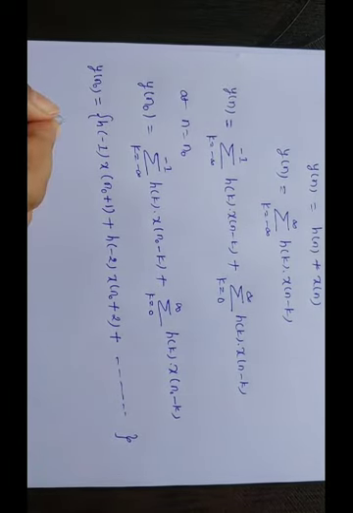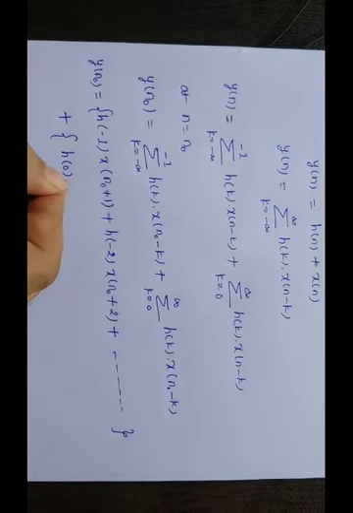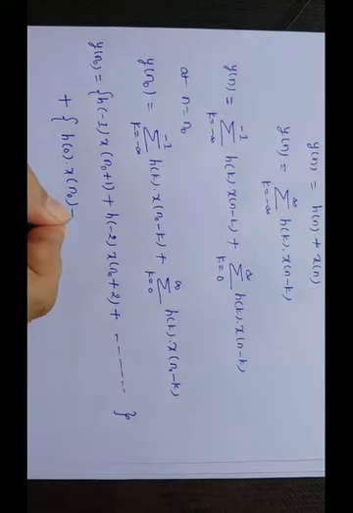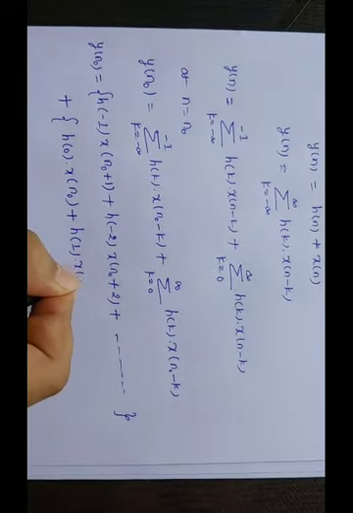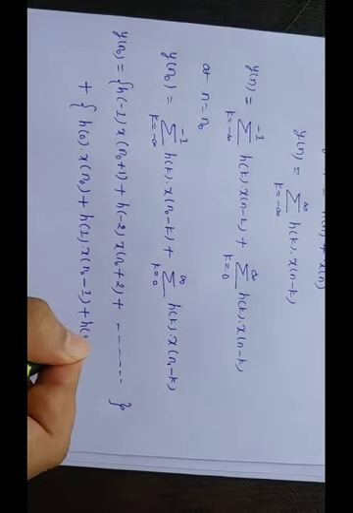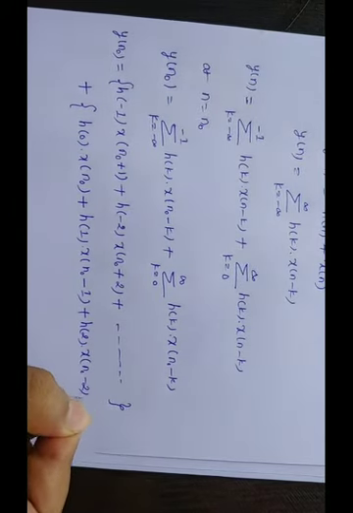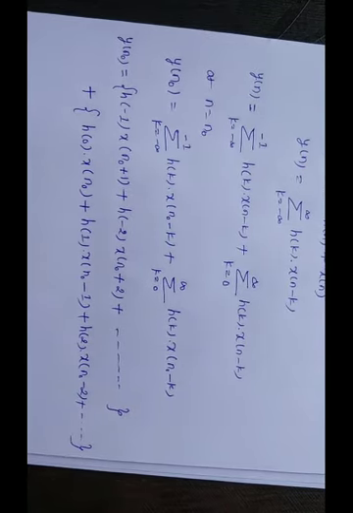Similarly, do the second expansion. So plus, I am going to do the expansion of this one. The k value starts with 0, so it is h of 0 times x of n naught only, because the k value is 0. Similarly, expand h of 1 into x of n naught minus 1, plus h of 2 into x of n naught minus 2, plus so on up to plus infinity. So this is the expansion.